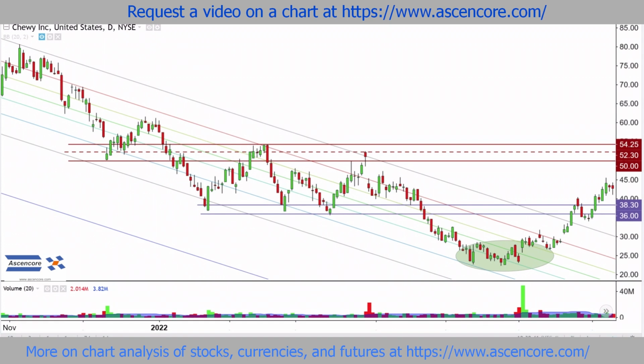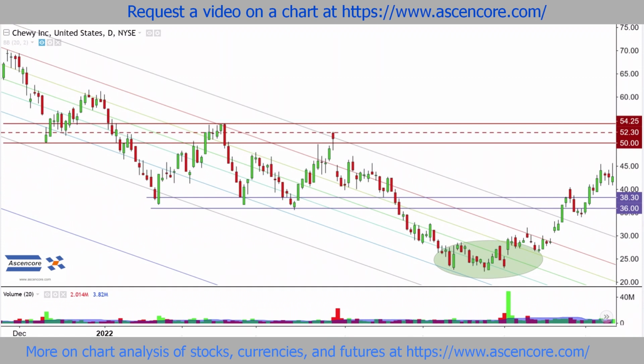Logically, the lower 50s would be the next major area of resistance potential, mainly because it lines up with the upper boundary of the range found in the middle of the bearish continuation.